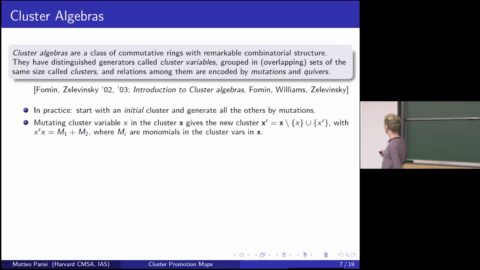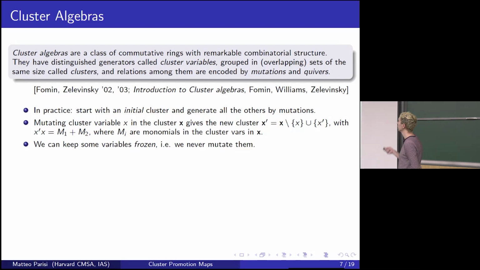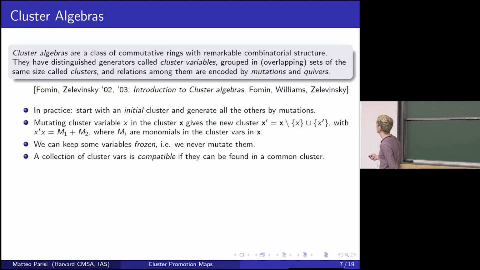And x and x prime are related by a relation of this type, where m1 and m2 are monomials in the cluster variables of the old cluster. In general, we can also keep some cluster variables frozen, meaning that we never mutate them. So there are cluster algebras with frozen variables. And the last thing we need is that a collection of cluster variables is said to be compatible if they can be found in a common cluster.